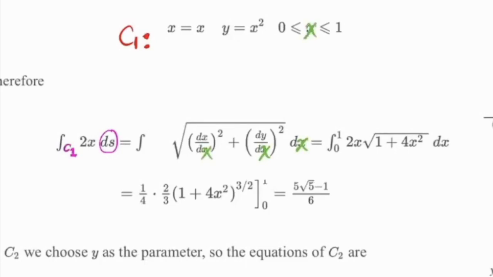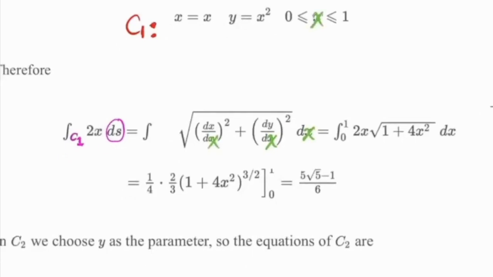Okay, and then what about the 2x over here? Do I need to change it to another variable? Well, remember, it has to be in terms of the parameter, right? Is it in terms of the parameter x already? So the 2x over here, you don't need to change. It is already in terms of x. All you have to do is just copy it down. So it is 2x. Nothing needs to be changed, so just copy that.